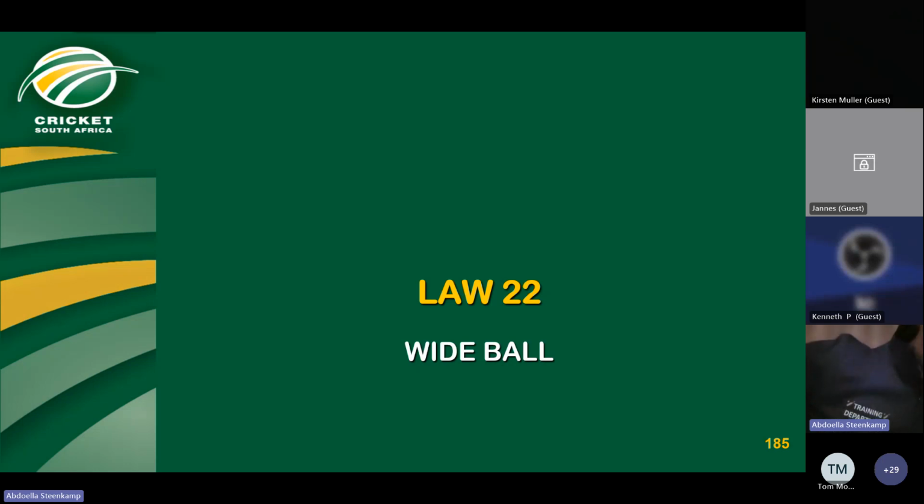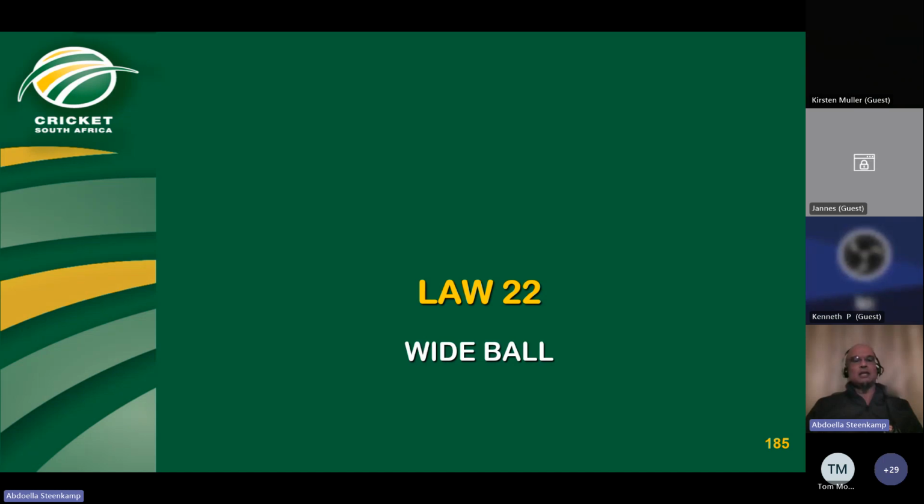Last law that I'm covering for this evening is wide ball. And again, for the purpose of this particular course, we're focusing on Test match cricket as an example. It's not 20 over cricket or 50 over cricket, where there are certain playing conditions in place that guide the umpires on how to call wides.